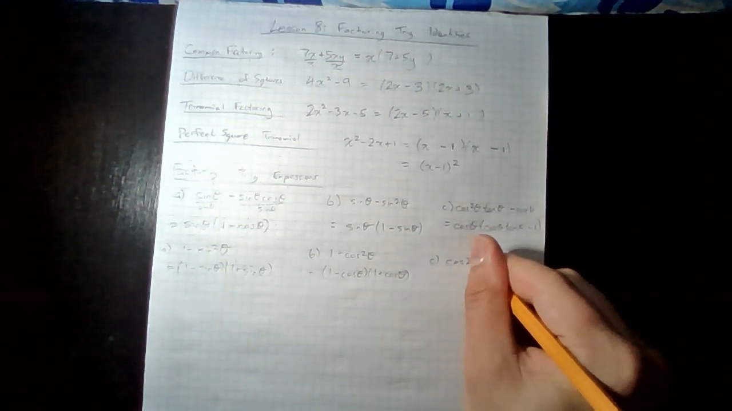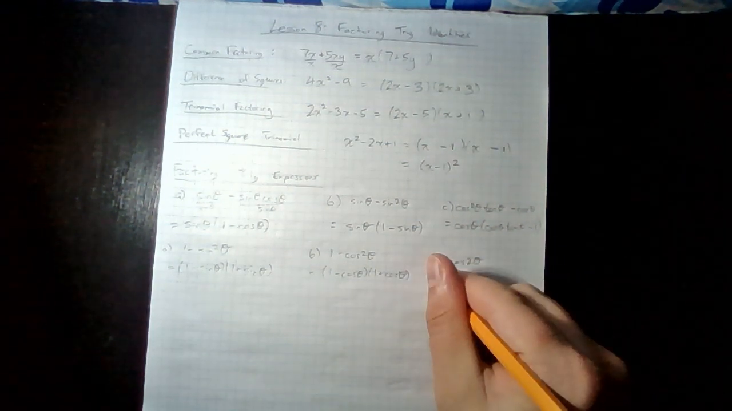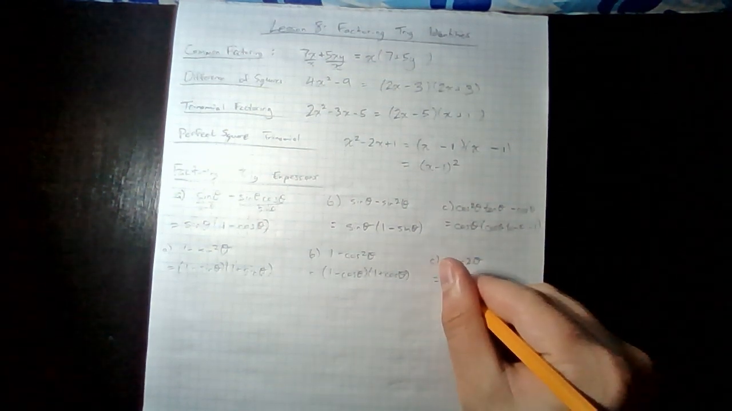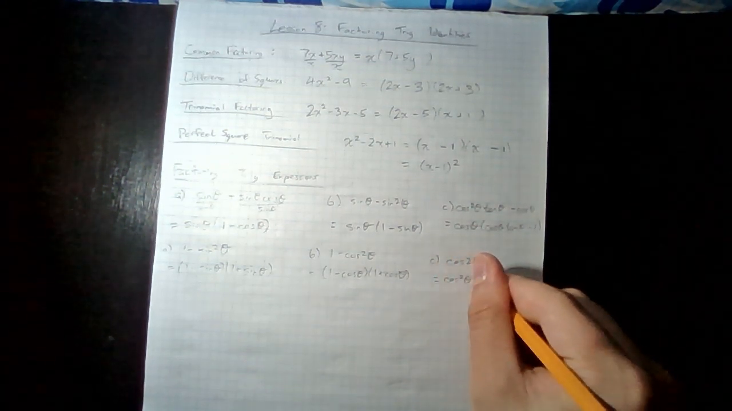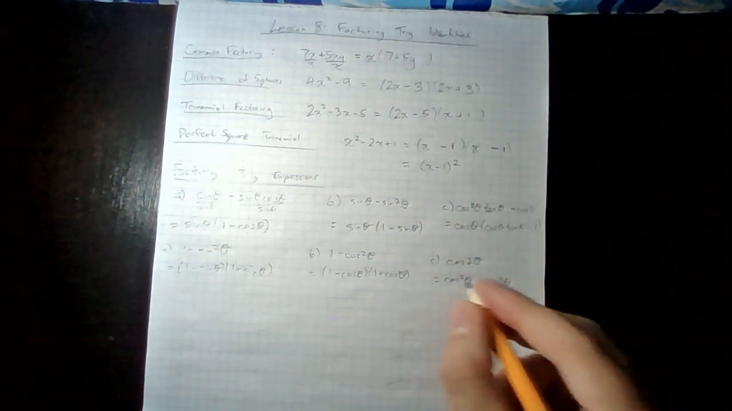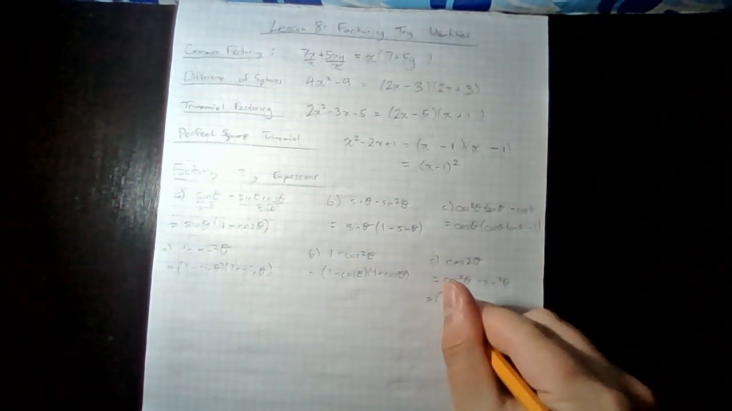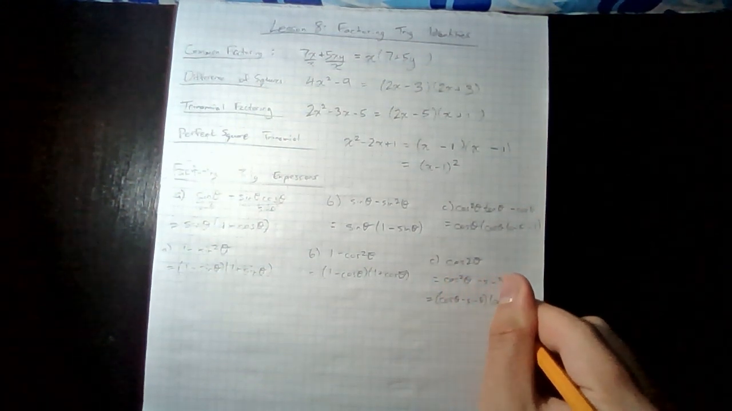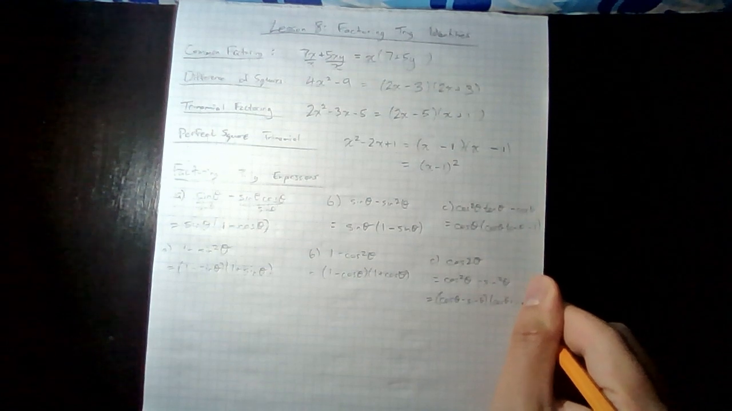cos 2 theta, this doesn't look like a difference of squares right off the bat, but if we remember our cos double angle formula, one of the ways that we could write that was cos squared theta minus sine squared theta, which now is a difference of squares. So that would become cos theta minus sine theta and cos theta plus sine theta.